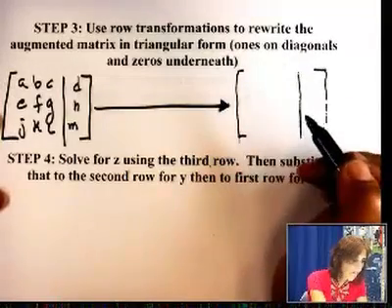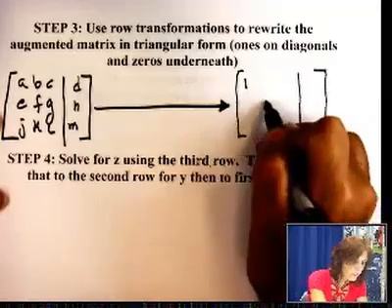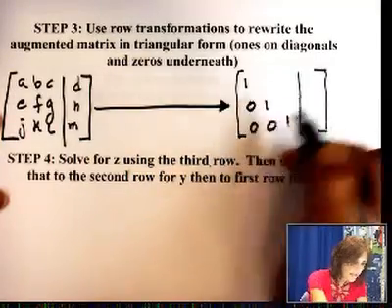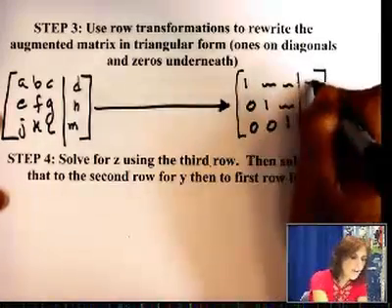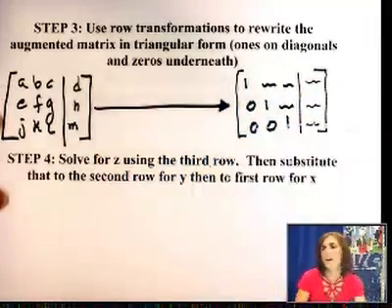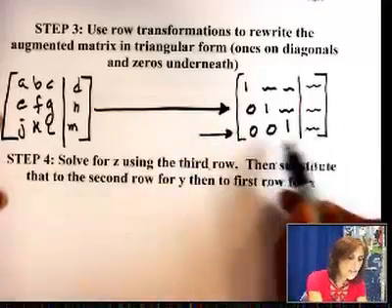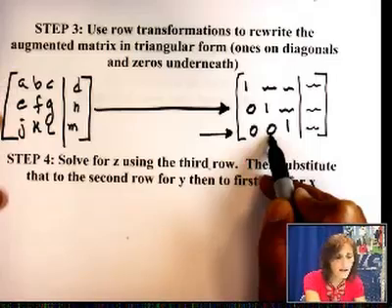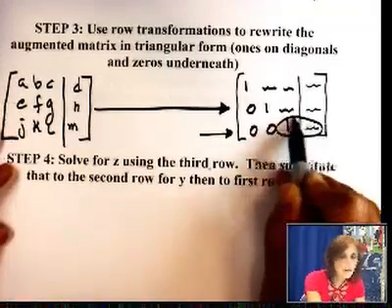You're going to have a triangular matrix, which is going to have ones on the diagonal and zeros at the bottom. It doesn't matter what you have in here. But what that means is this row is going to give you the z. This is like 0 times x plus 0 times y plus 1 times z equals that. So this is going to give you the z.